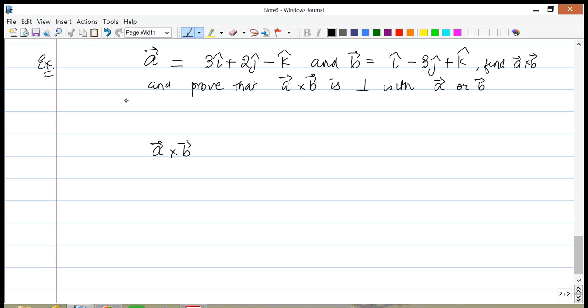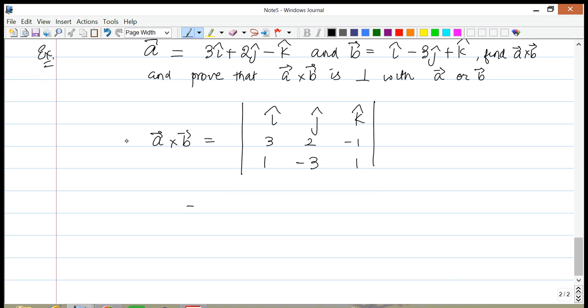So A cross B, I like to remember this just using the determinants. It's much easier. I, J, and K, and then I write 3, 2, minus 1, and then I write 1, minus 3, 1. Okay, so we're going to have to evaluate this, and it's very simple. Now, if you have forgotten how to evaluate your determinants, there are a couple things that you can do.